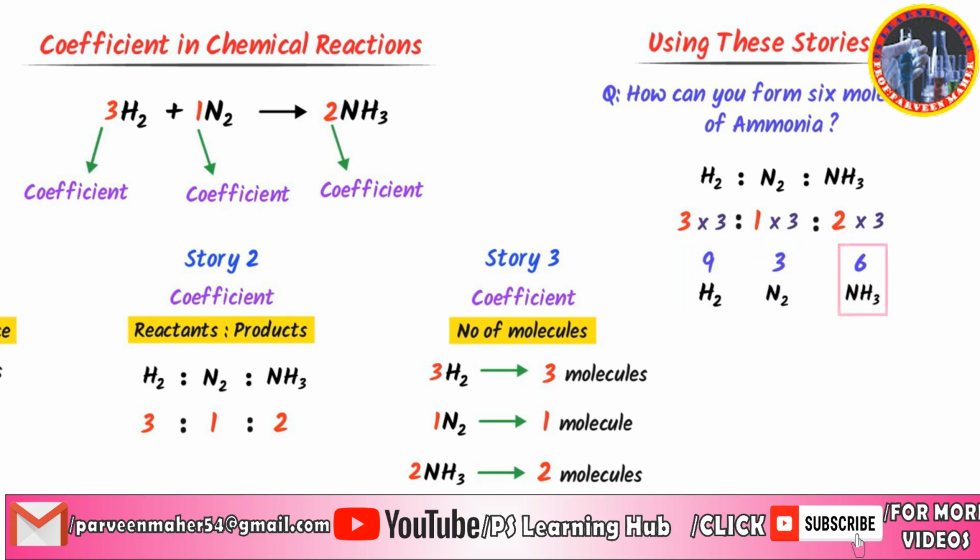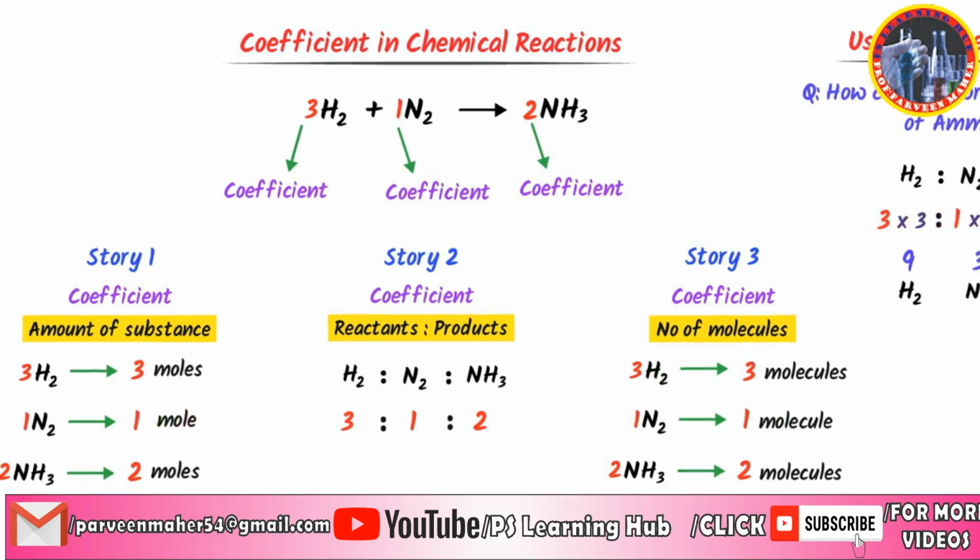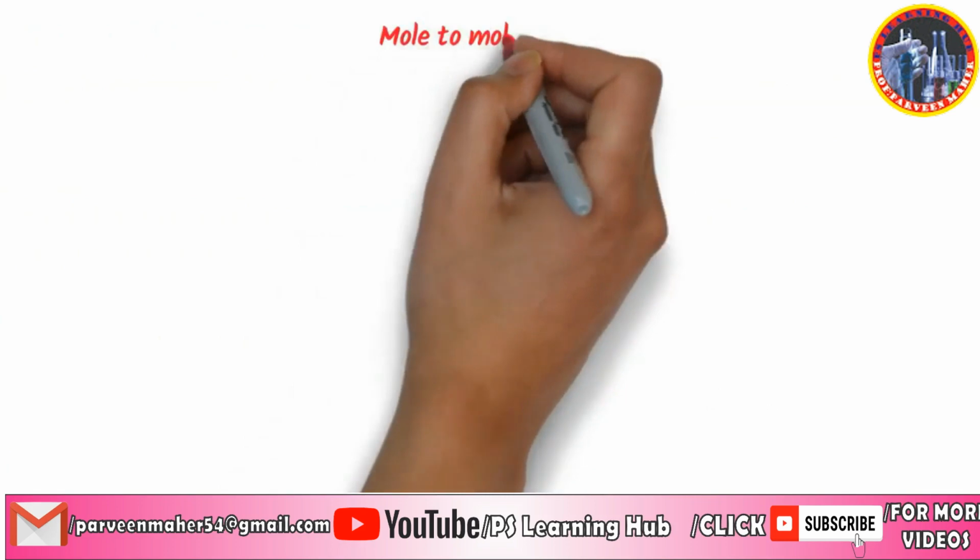To conclude this whole concept, any coefficient in a reaction shows either the number of moles, or the ratio, or the number of molecules. Hence note down all these important concepts. Now let me teach you the different conversions of stoichiometry, like mole to mole conversion.